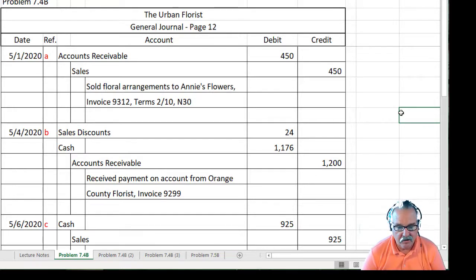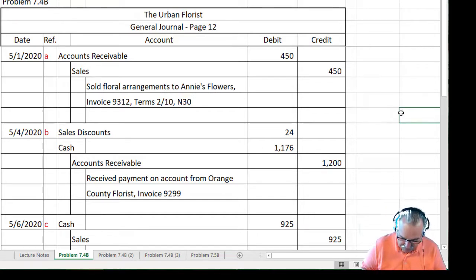And then I'll do another video for problem 7.5, which will be taking these transactions, posting them to a general ledger and to an accounts receivable ledger or a customer ledger. So, but this one, we're just going to go through these journal entries. And I've already got this in here just to save time and typing so I can talk about how they work.